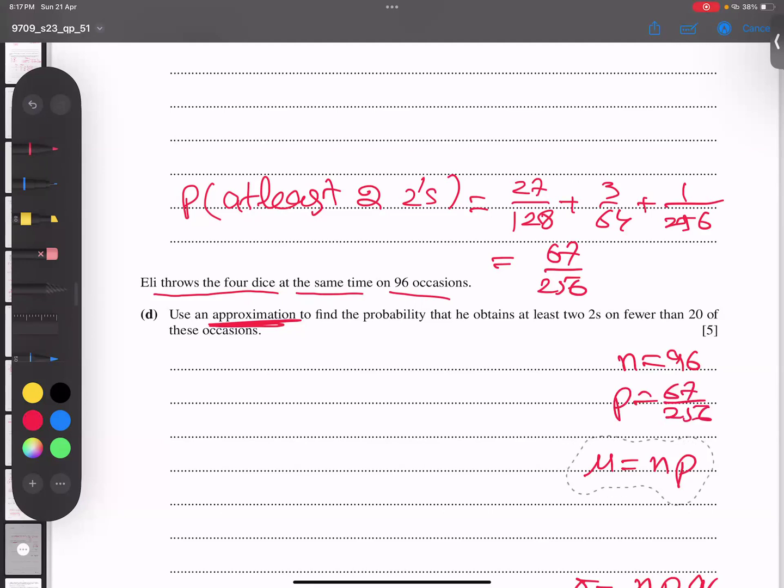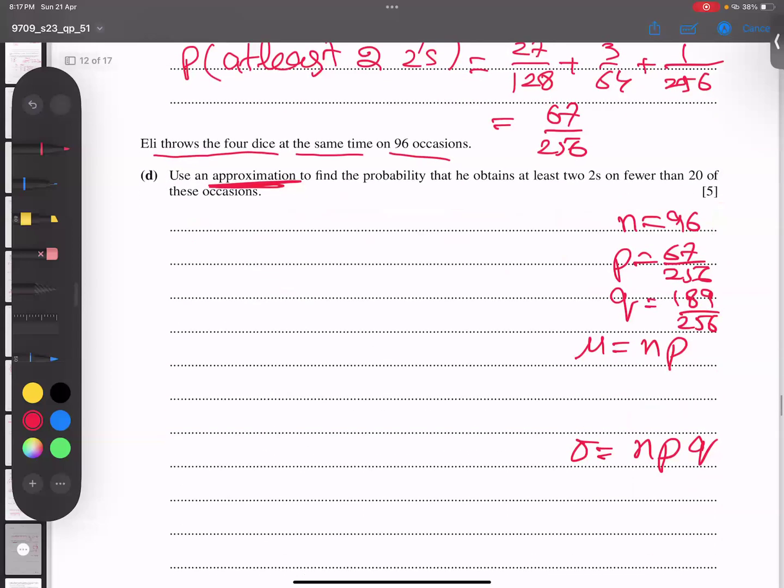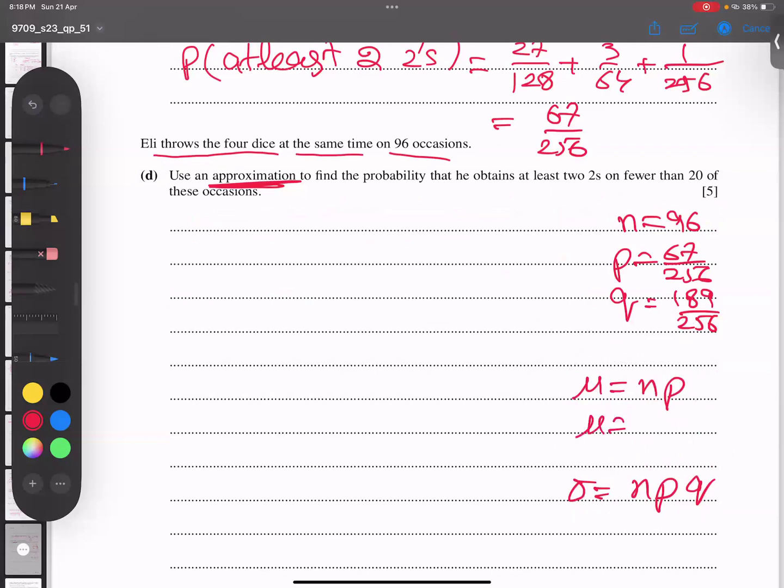And what is the q value? Obviously 1 minus that, so the q value is 189 over 256. And if I multiply them, students, what happens is very clear. The mean is np, so 96 times 67 divided by 256, and the mean comes to 25.125.